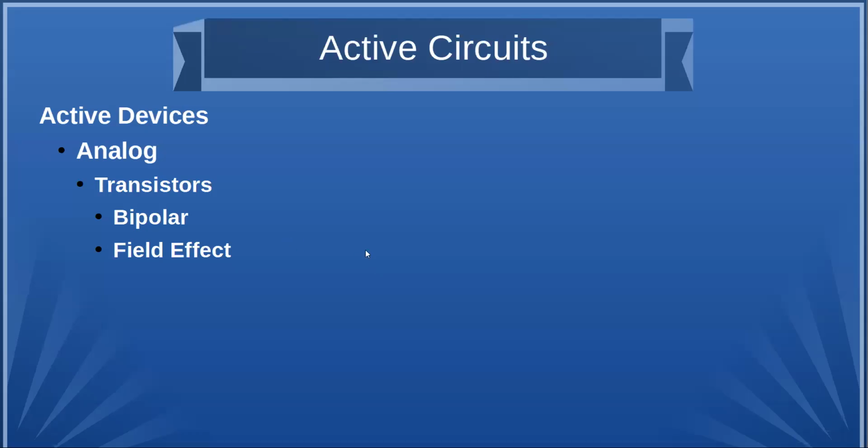Okay, so we'll talk about some active devices. Again, still analog. We won't do digital till week after next. So we're going to talk about transistors, basically two types, bipolar and field effect.